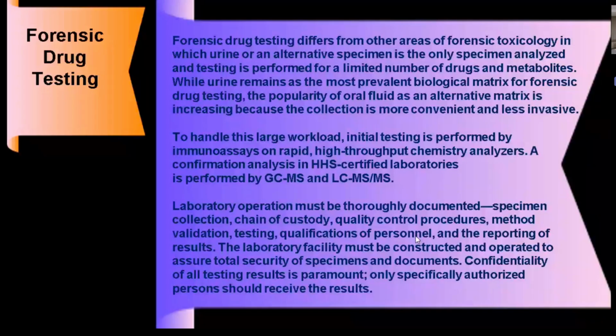So these HHS certified laboratories are performing GCMS or LCMSMS. These are giving results very nicely and very confidently. The compounds are coming out, and we are able to know about the poisoning, or the pesticide toxicity, or the metal toxicity that has happened in the patient itself. This laboratory operation should be thoroughly documented, starting from the specimen collection and from which person it has been collected, the chain of custody, from which person to which person it came, which lab to which lab it has gone, and the quality control process. All this should be very particular.